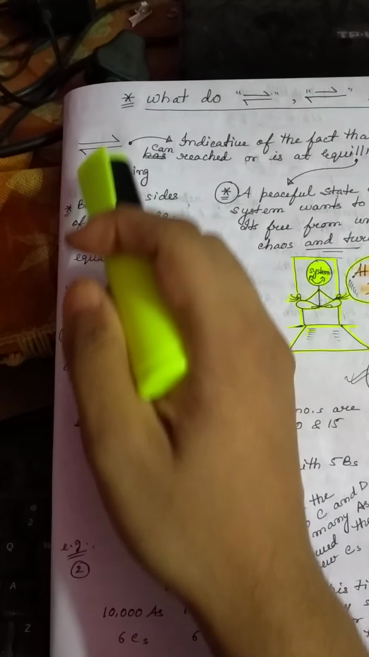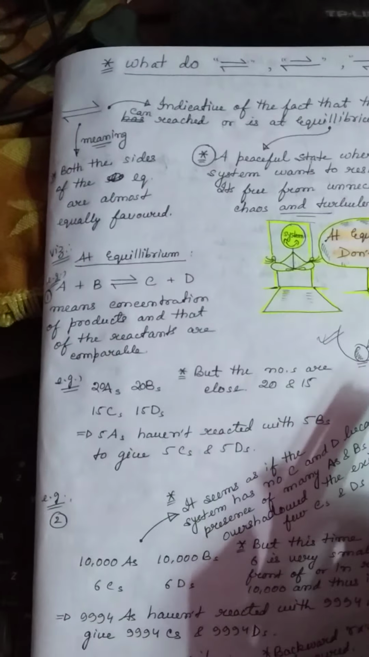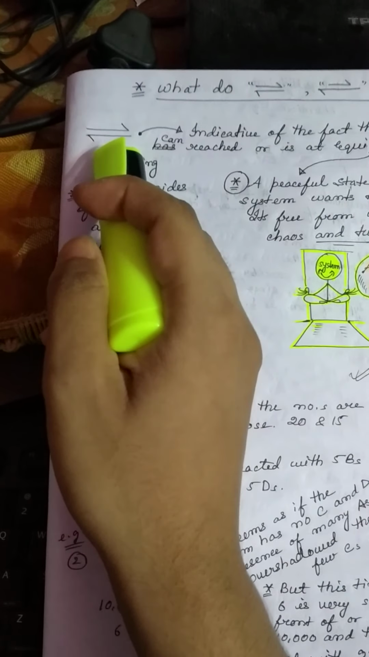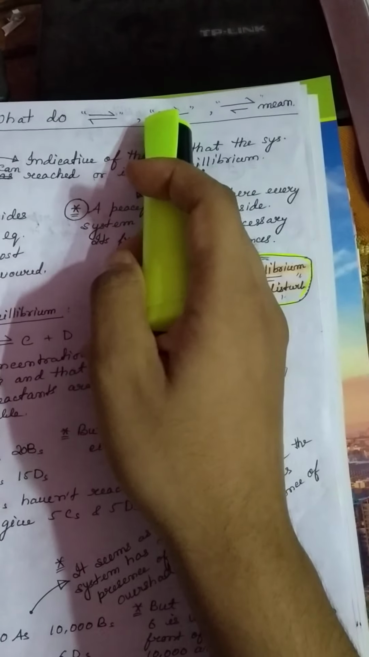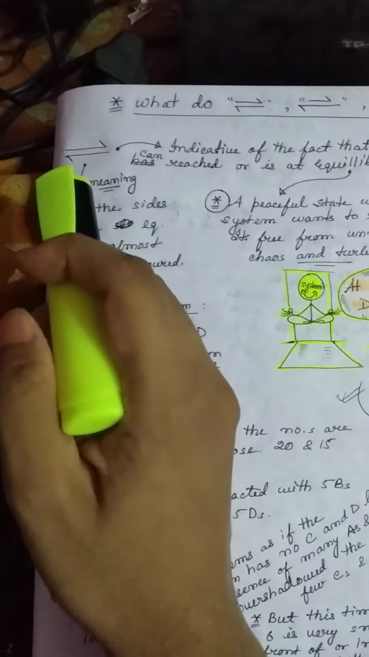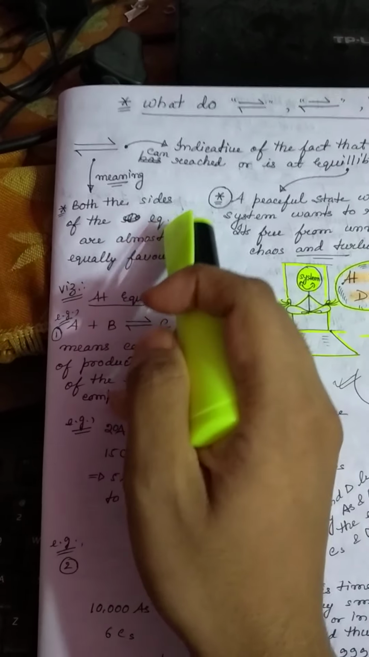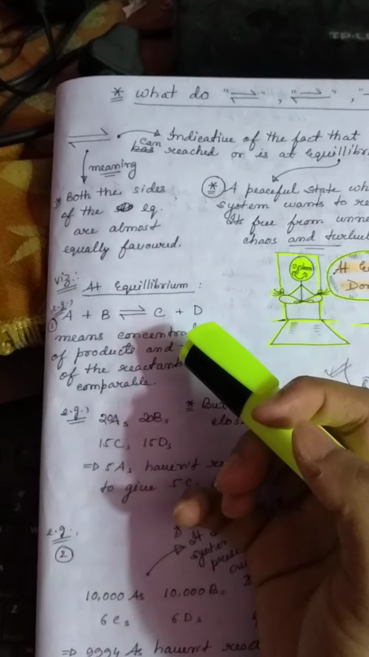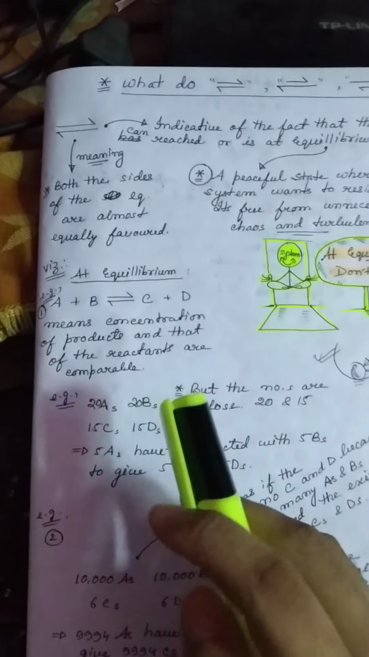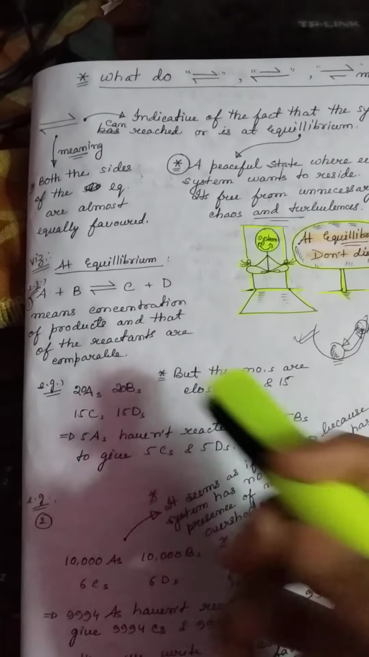So what is the meaning of this sign? It means both sides of the equation are almost equally favored. See the two arrows: there is no difference between the lengths of these arrows, but there are differences in the lengths of the other two arrows, which I will talk about later on. Here, the right hand side and the left hand side of the equation are equally favored. That means there is no partiality observed.